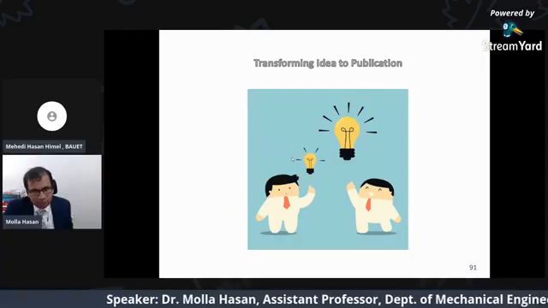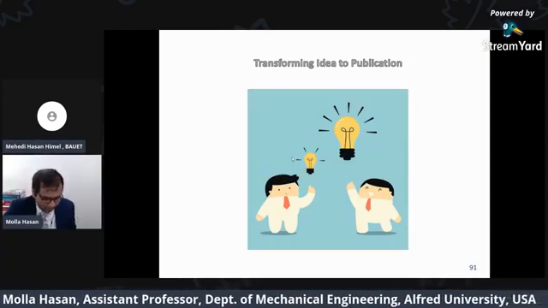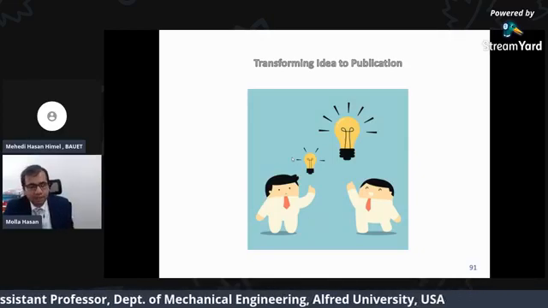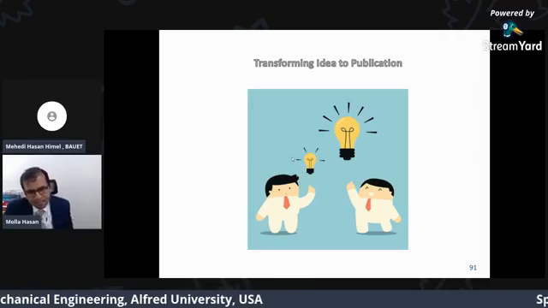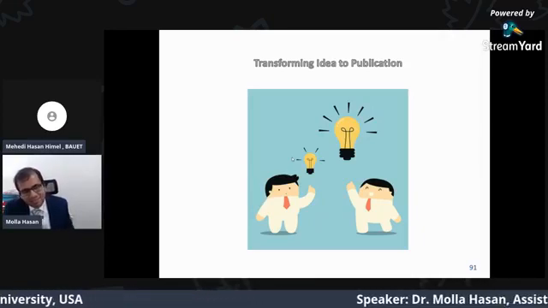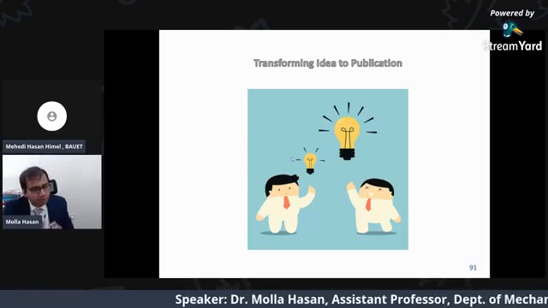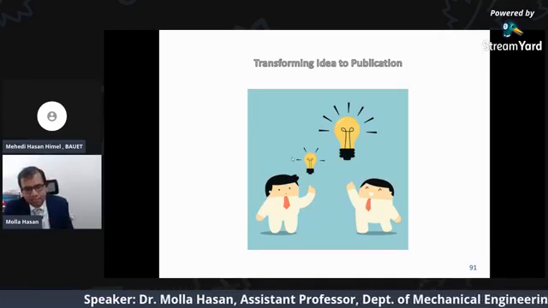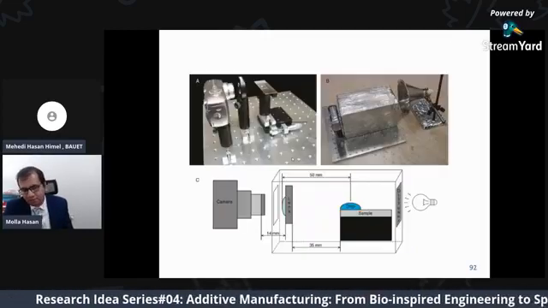So this is the last part of my talk, transforming idea to publications. And I know many of you have done design projects at the fourth year thesis. Is it possible to do a systematic study of those topics? And it could be very small. It could be a very small idea, but you can publish in a journal. So I'm giving you 2 examples.